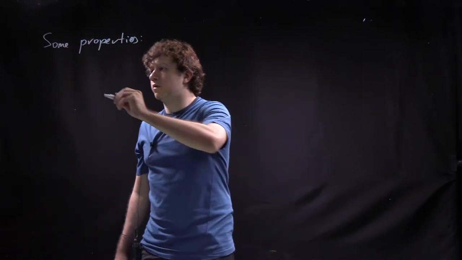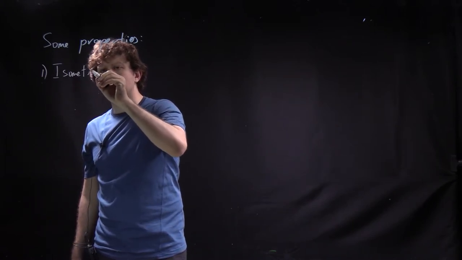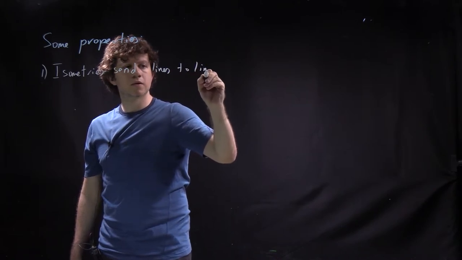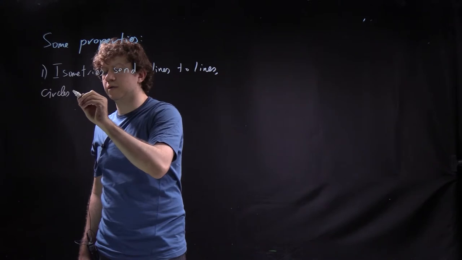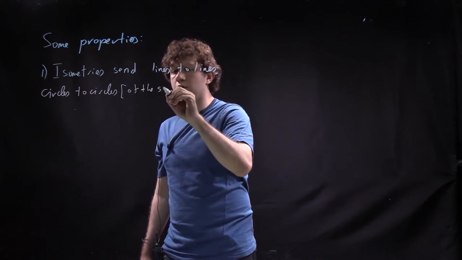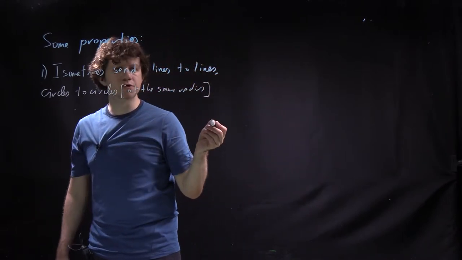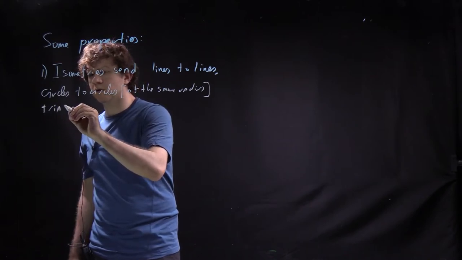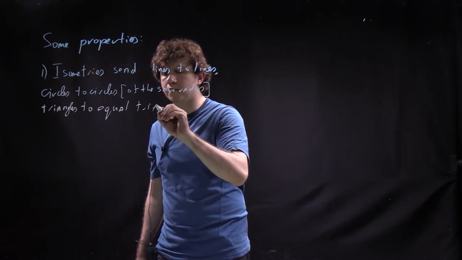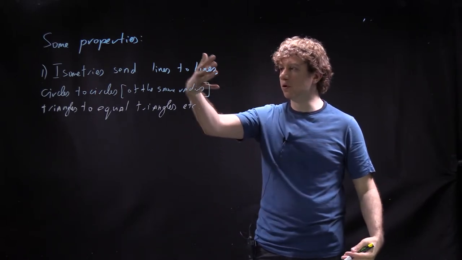So the first few are very obvious. Isometries send lines to lines, circles to circles, actually of the same radius. And what other figures do we know? Triangles to equal triangles, etc. So isometries preserve these geometric shapes.